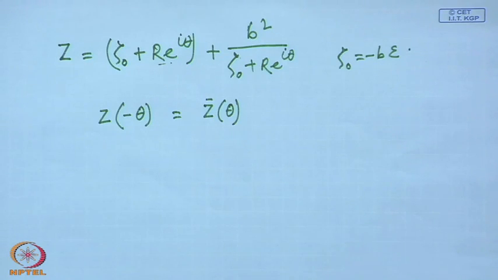Say consider only a simple case, r e to the power I theta. For this also this relation applies. What is r e to the power I theta? It is a circle, and for this also if we say z equal to simply r e to the power I theta, a complex function, then for that function also this relation holds: z of minus theta is the complex conjugate of z of theta.